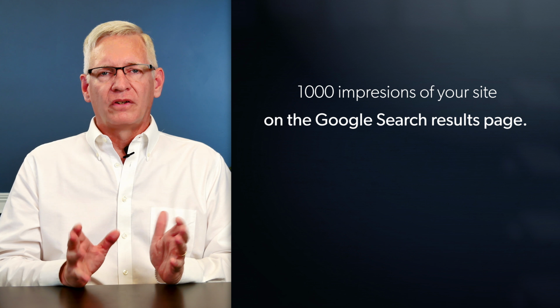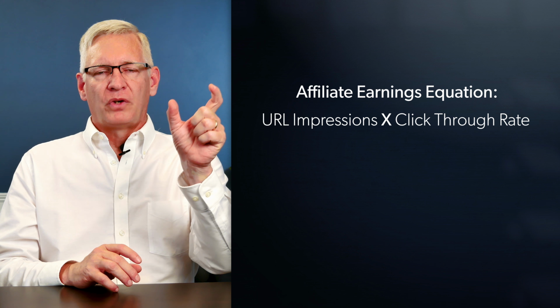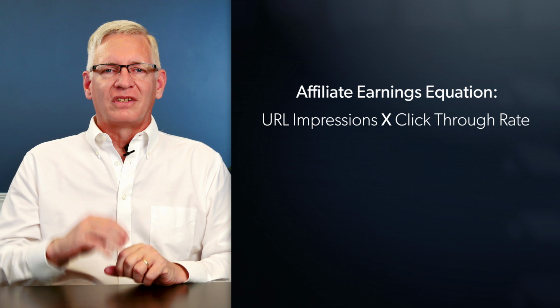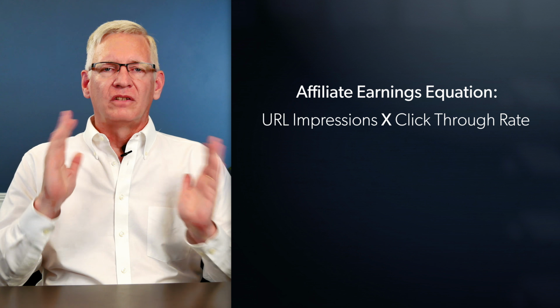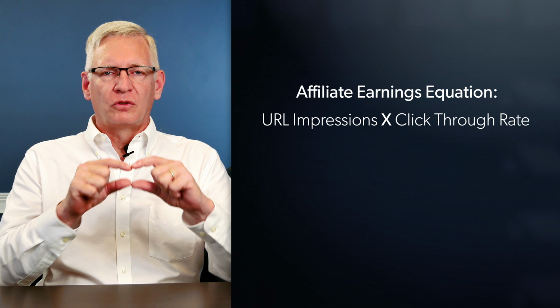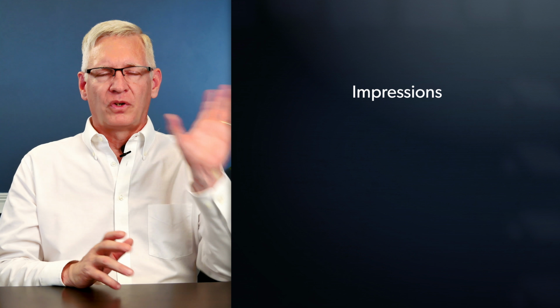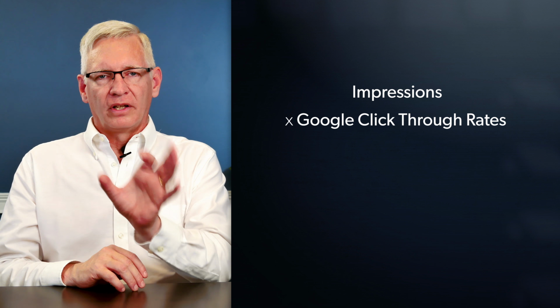So the first part of the equation is the number of impressions times the click-through rate. That is the percentage of those 1,000 people who click on your website in the search result page. That's the second component of the equation: impressions times Google click-through rate.